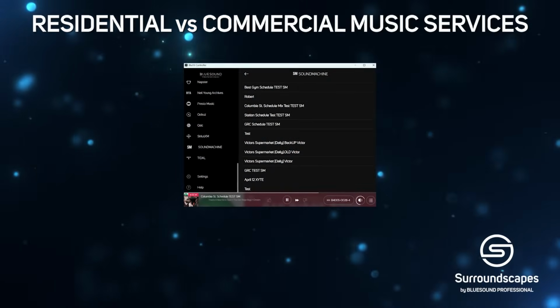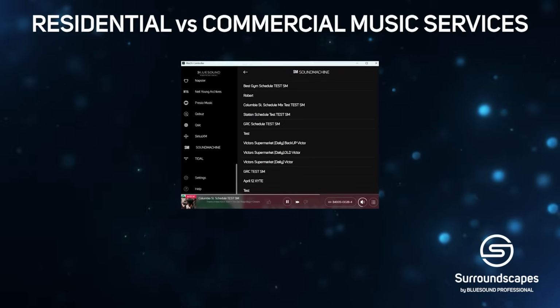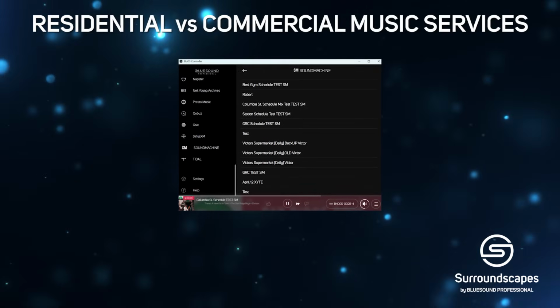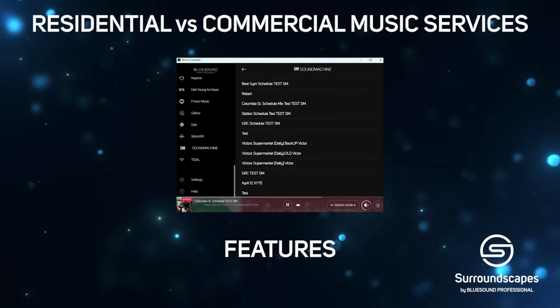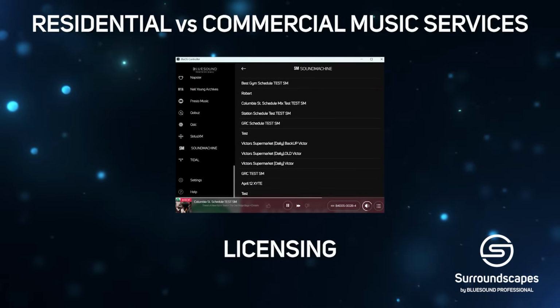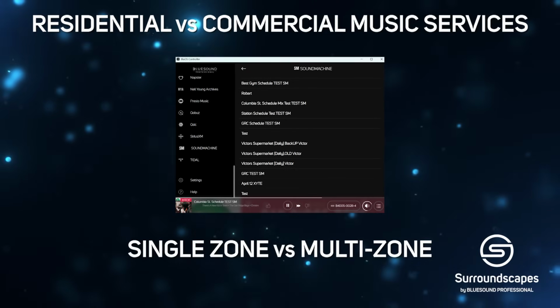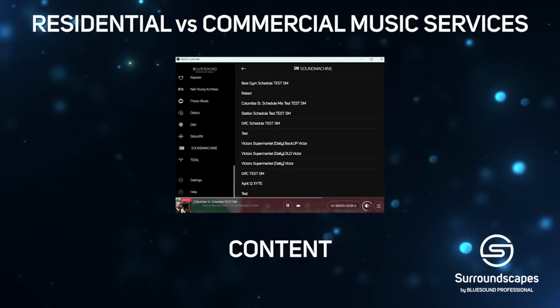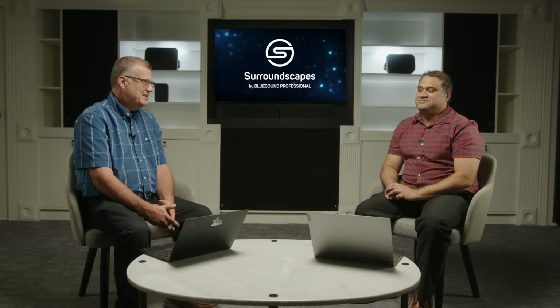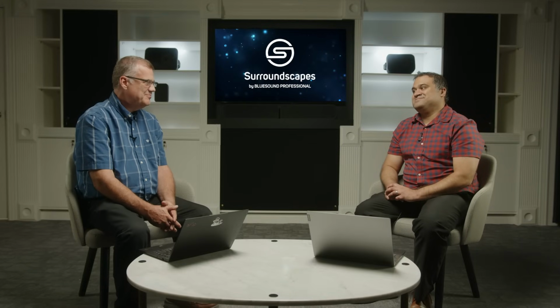So really the first slide I have today is indicating a few items. For example, features, licensing, and single zone versus multi-zone capabilities and content. So Reza, you have a lot of people who are calling you up and they're using some residential services. What kind of issues do they usually run into when they're trying to use residential services in a commercial environment? I think at the highest level, it's not built for purpose.